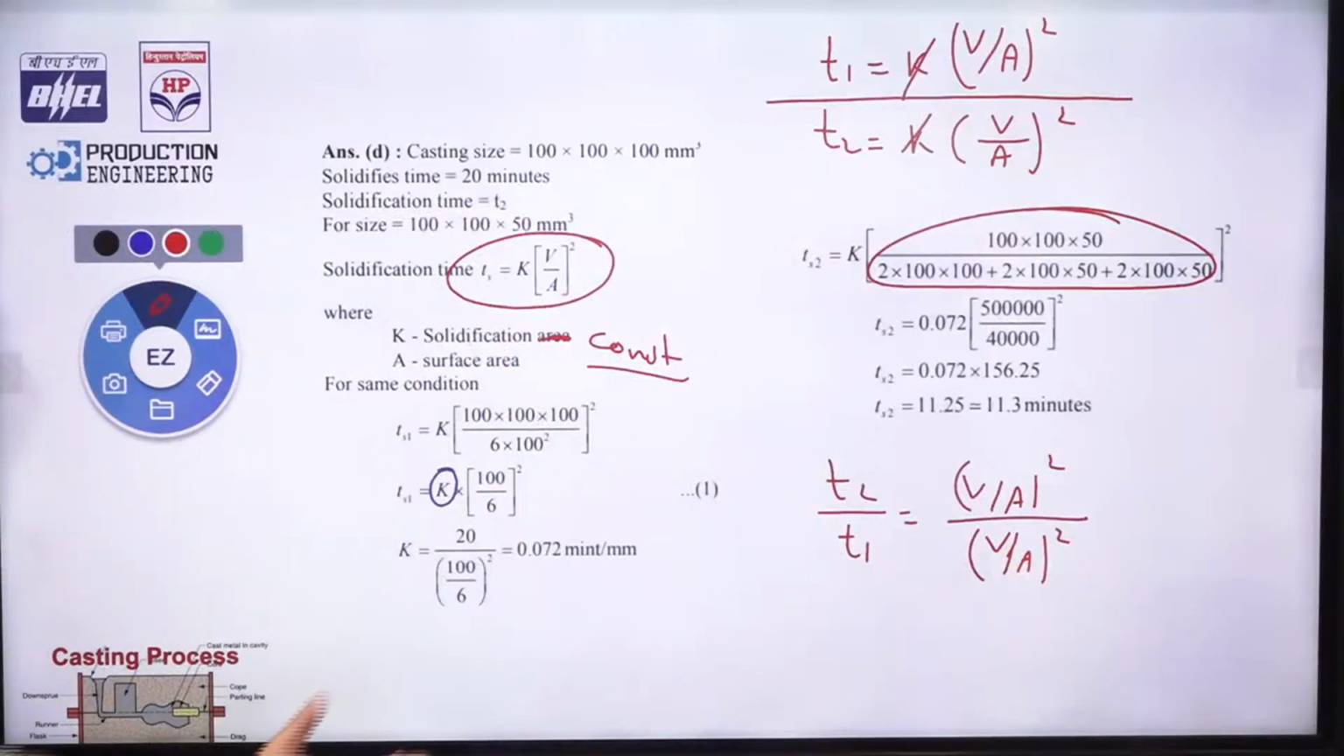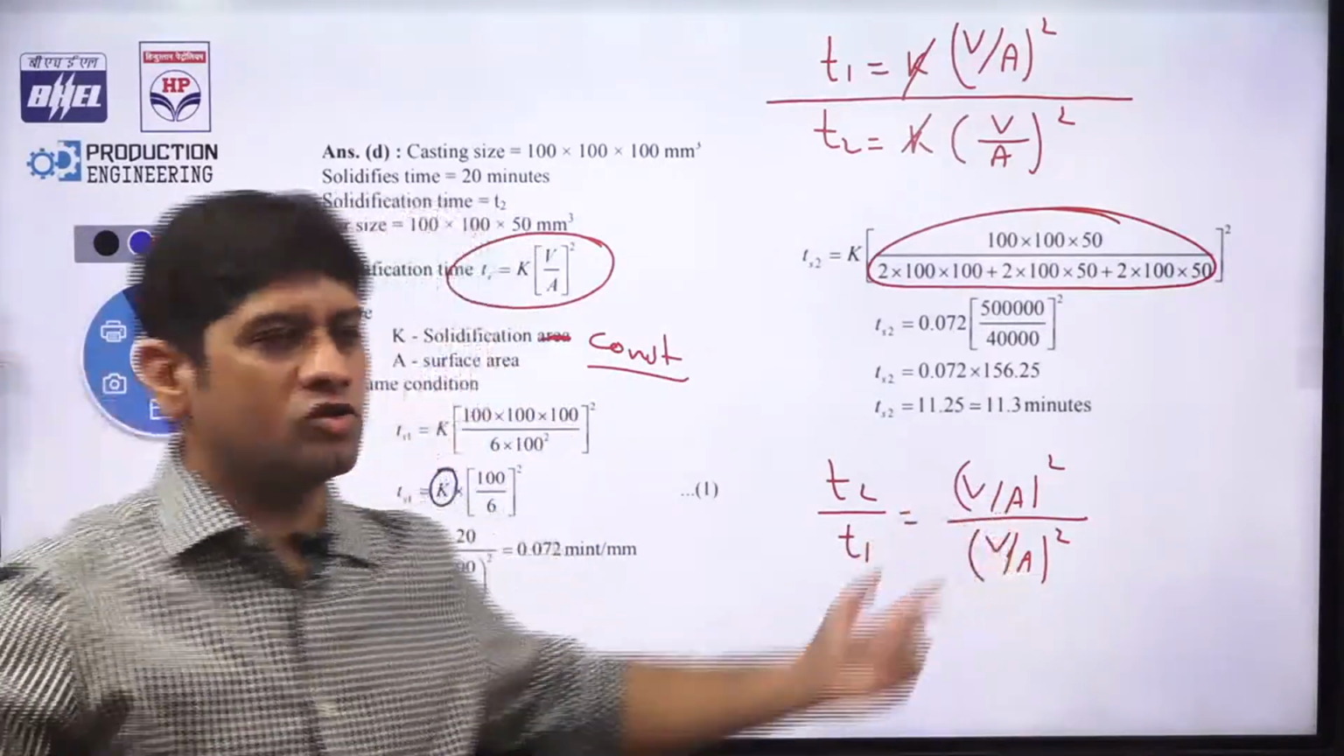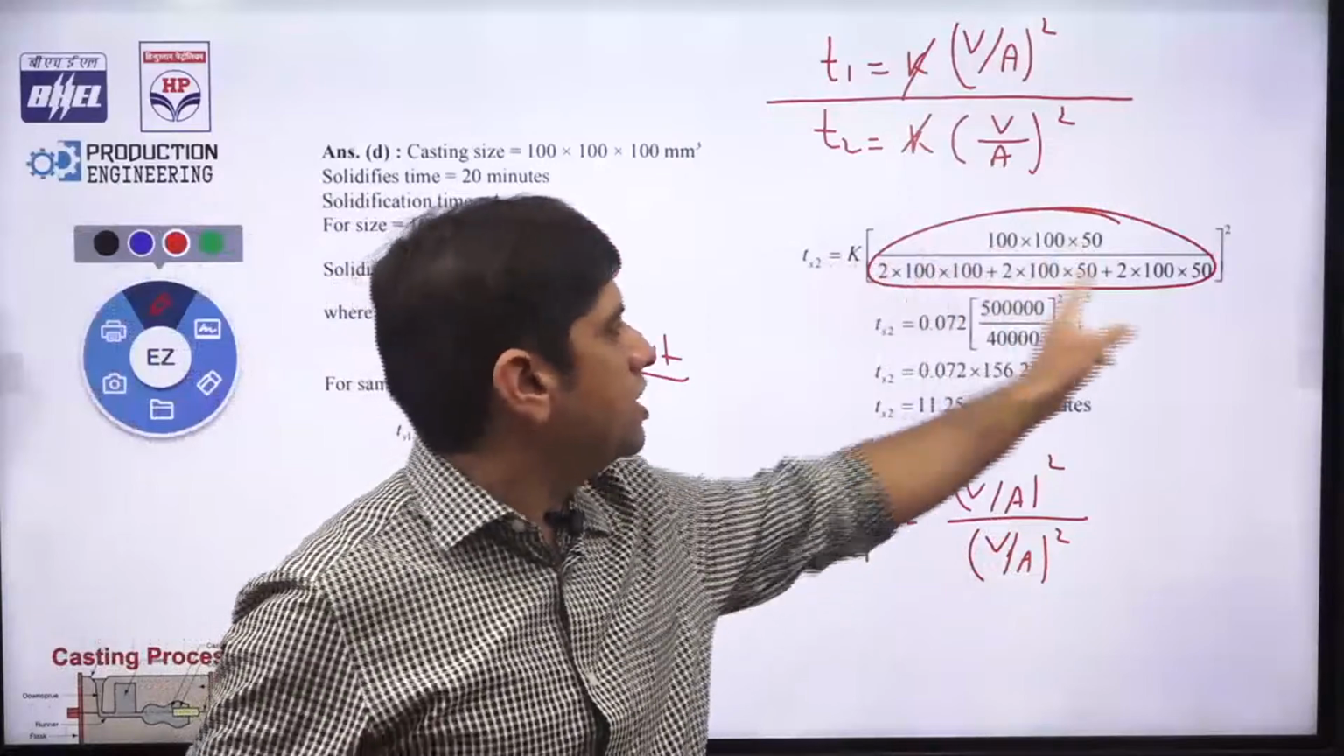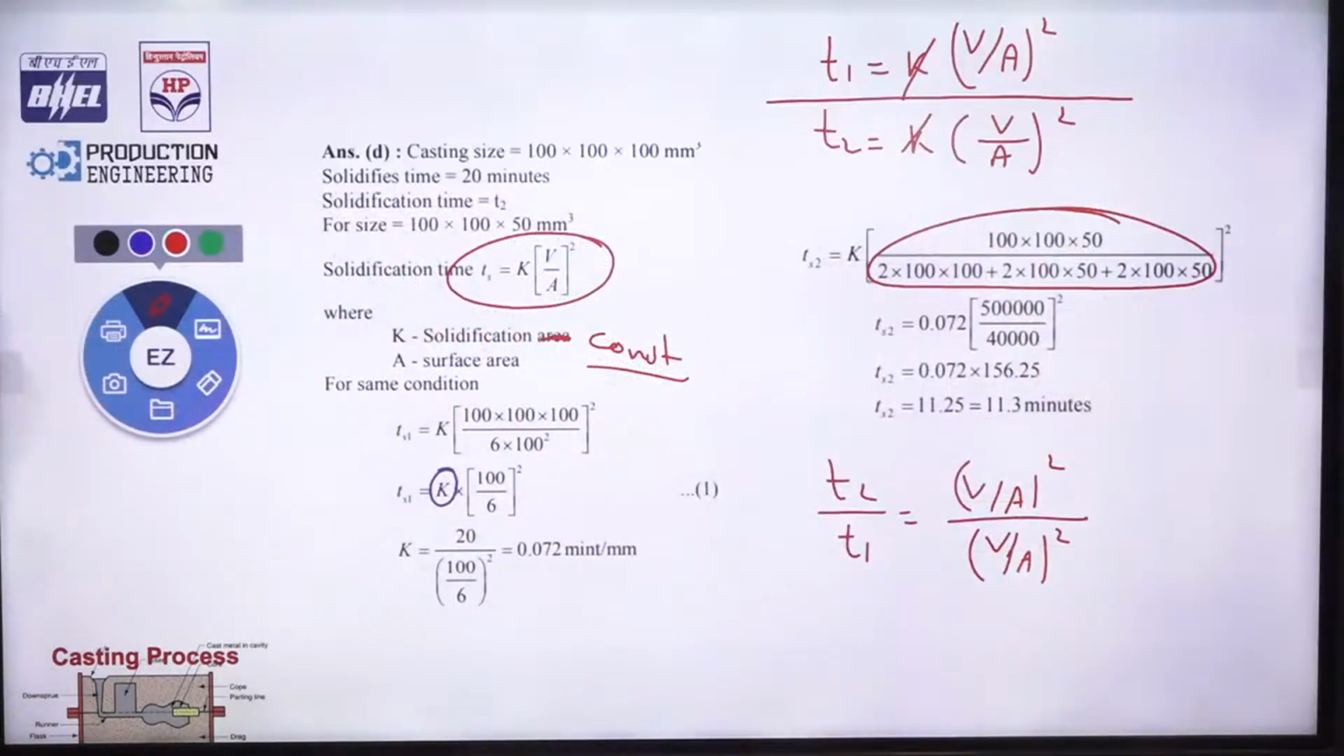You take V over A whole square in the second case and in the first case. The first case is a cube, the second case is not a cube. So 100 into 100 into 50, and then you calculate the area. It is a very simple question, not a difficult one. Then you can calculate, and the answer will be somewhere around 11 minutes, 11.3 minutes. Right? Then we go to the next.